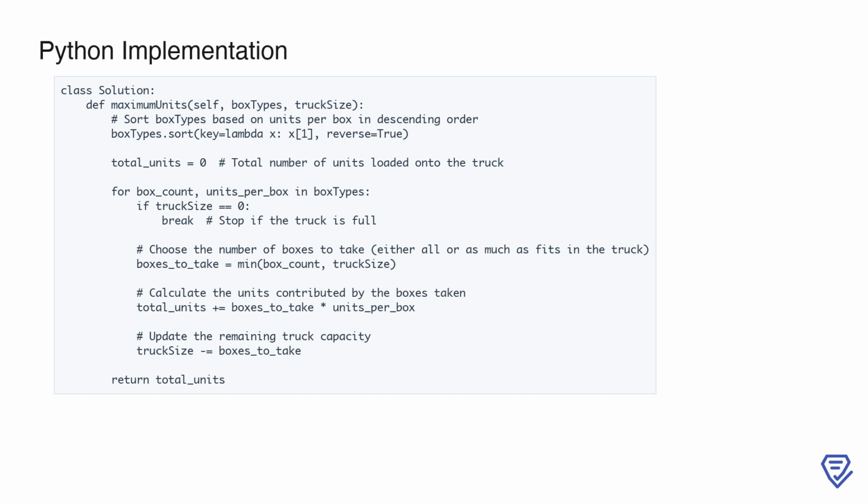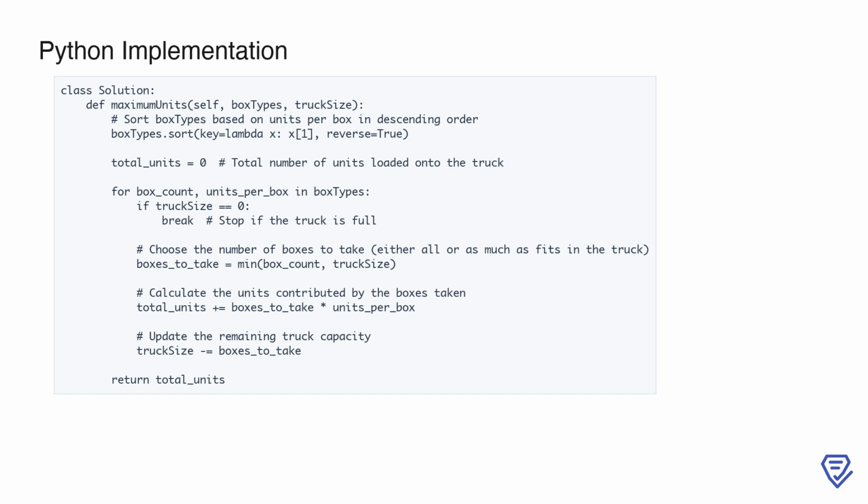The code then iterates through each box type in the sorted list. For each box type, it checks if the truck still has capacity. If the truck is already full, truckSize equals 0, the loop breaks early to optimize performance. Inside the loop, the algorithm decides how many boxes to take from the current box type. It uses the min function to ensure that it doesn't exceed either the available boxes of that type, box_count, or the remaining capacity of the truckSize.